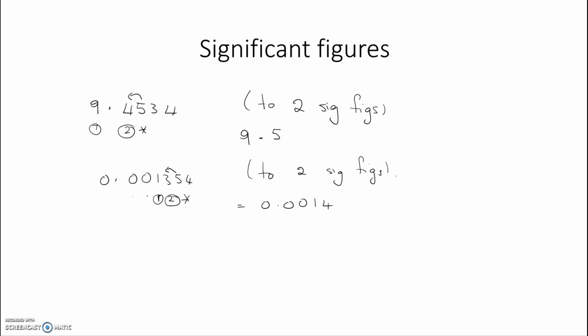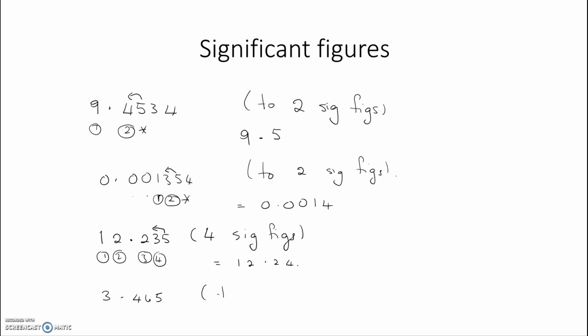Have a look at 12.235 to 4 significant figures. So 1, 2, 3, 4. Look at the fifth one. The fifth one is 5, so we round up. So it would be 12.24.